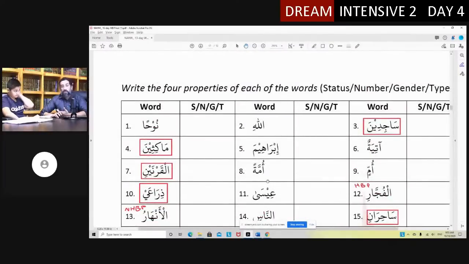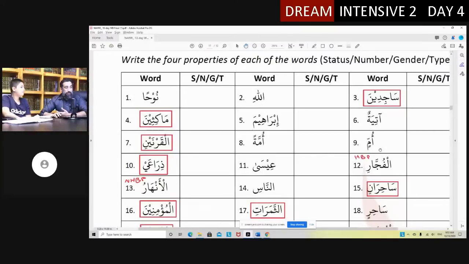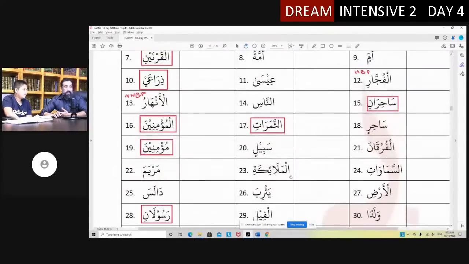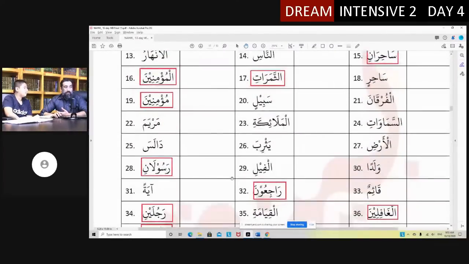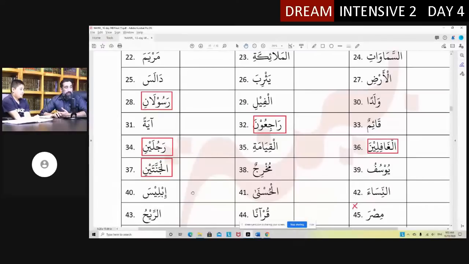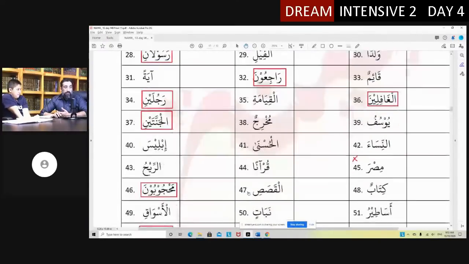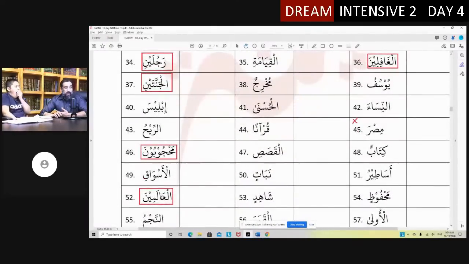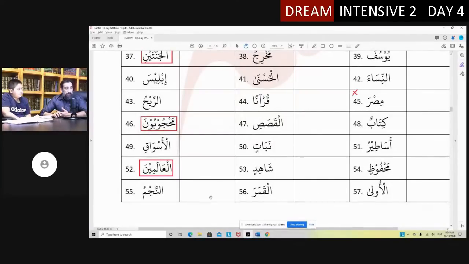Then I can go back and say, well, what else makes a word proper? Al makes a word proper. Well, you find al on something, properize it. Al-Qarnayn, you know, and then al-Fujjar, al-Anhar, al-Mu'minin, al-Nas, al-Thamarat, al-Furqan, al-Malaika, al-Samawat, al-Fil, al-Ghafilin, al-Qiyamah, al-Jannatain, al-Nisa, al-Husnah, al-Rih, al-Qasas, al-Aswaq, al-Alamin, al-Ula, al-Qamar, al-Najm. All al's proper, right? So I got names done, and then al words done.